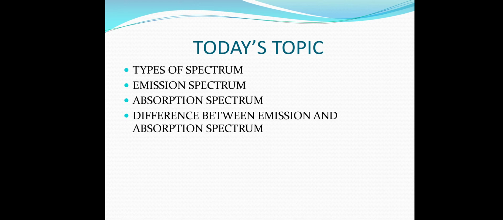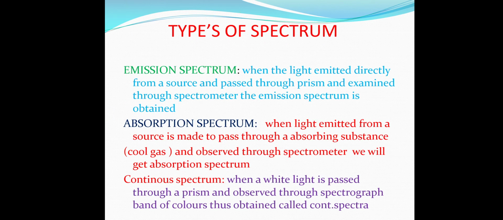Before going into the topic, let us discuss what a spectrum is. Spectrum is a band of colors. For example, rainbow. Rainbow consists of 7 colors and it is called a spectrum. Now let us discuss what types of spectrums there are.